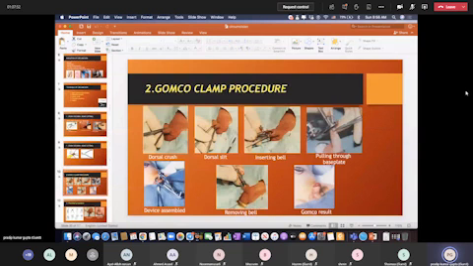This is the Gomco clamp technique. This is a special instrument. It has a head, I mean a bell, that is inserted inside, and once it's inserted, the doctor starts to fix this clamp, I mean another instrument, and they cut it from outside.